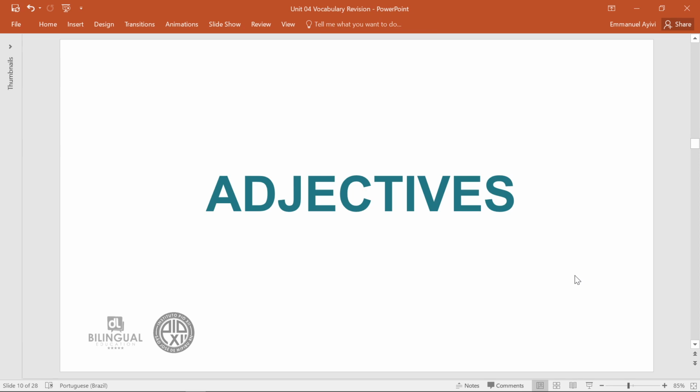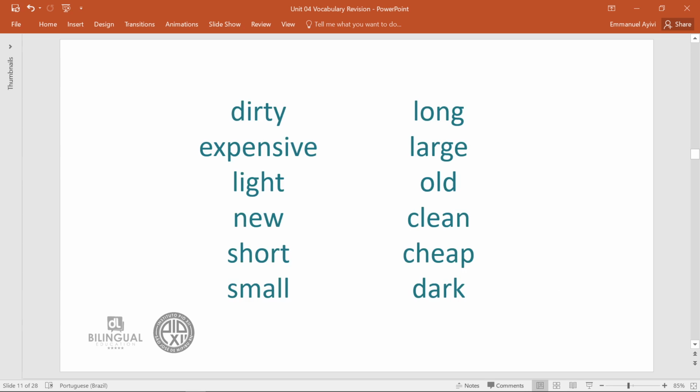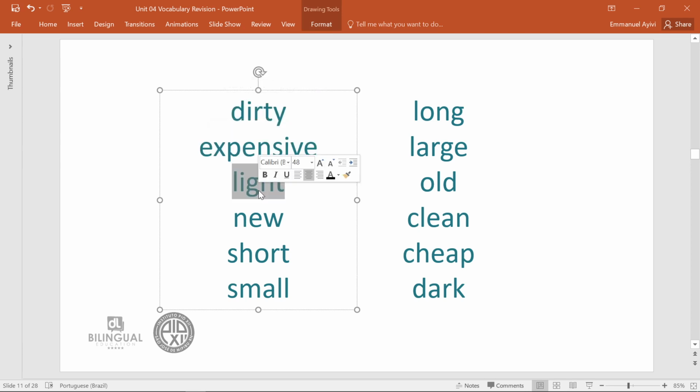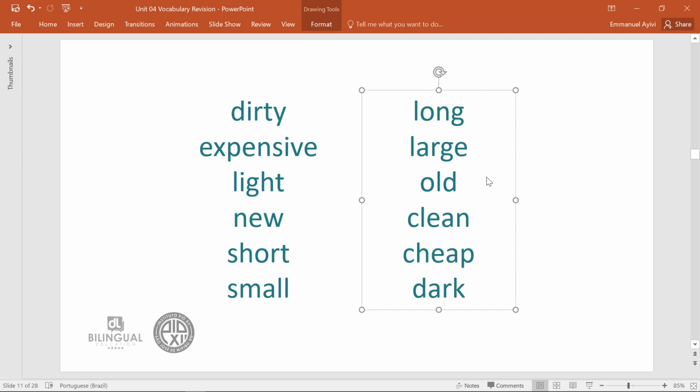After seeing nouns, guys, we have to see what adjectives are. Remember, adjectives are words that describe or qualify a noun. Some examples of adjectives are dirty, expensive, light, new, short, small, long, large, old, clean, cheap, and dark. So here we have 12 adjectives.